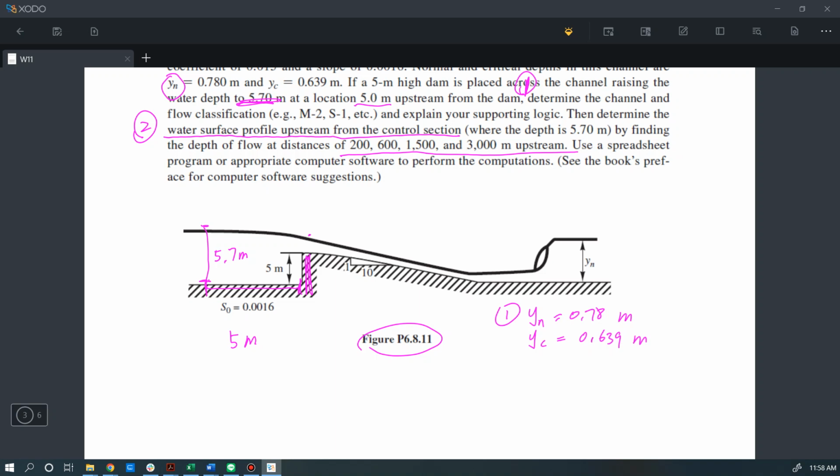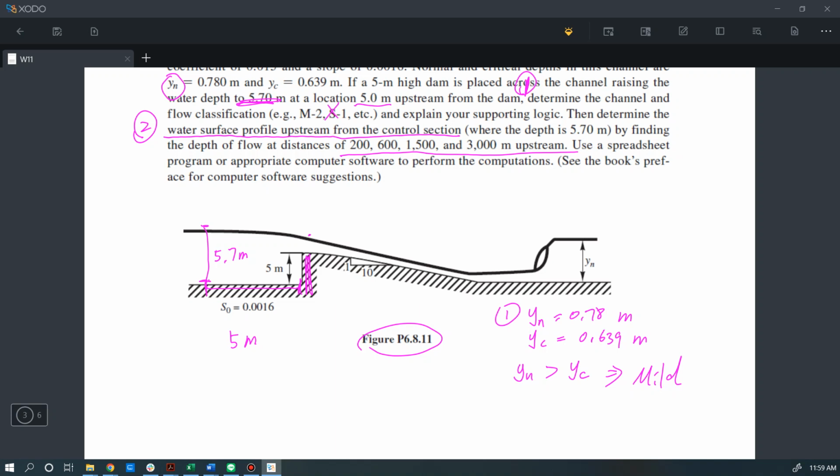And we found that the normal depth is larger than the critical depth, and this tells us that this flow is subcritical flow. So the channel is a mild channel that has a subcritical flow, if you want to be specific. So let's just write down mild here. So this will be the M curve. Whether it's M1, M2, or M3, let's further analyze that.